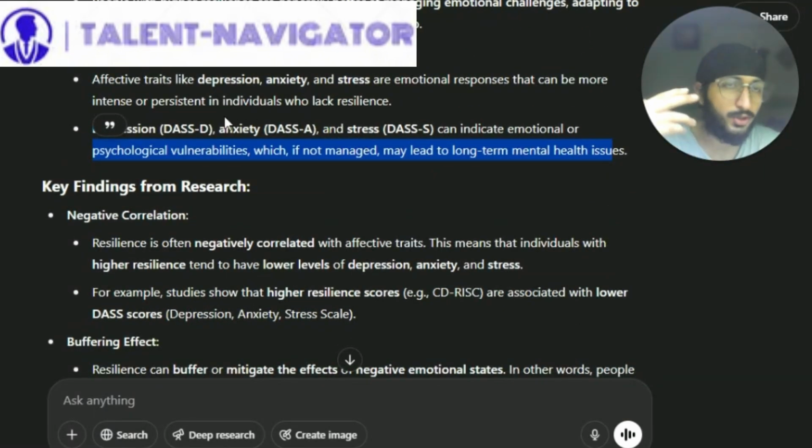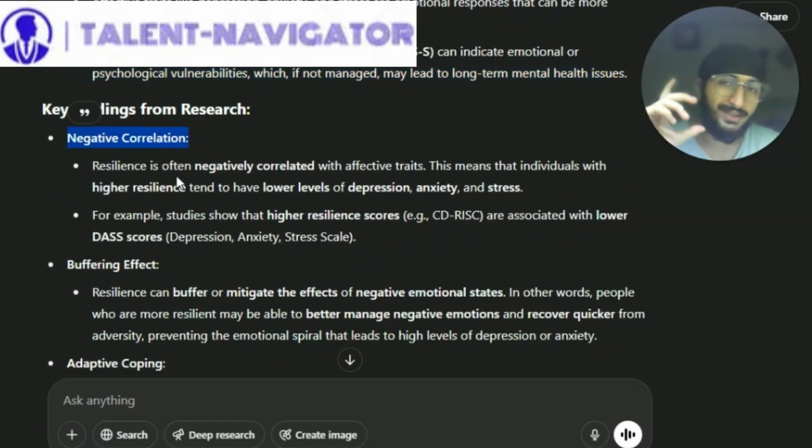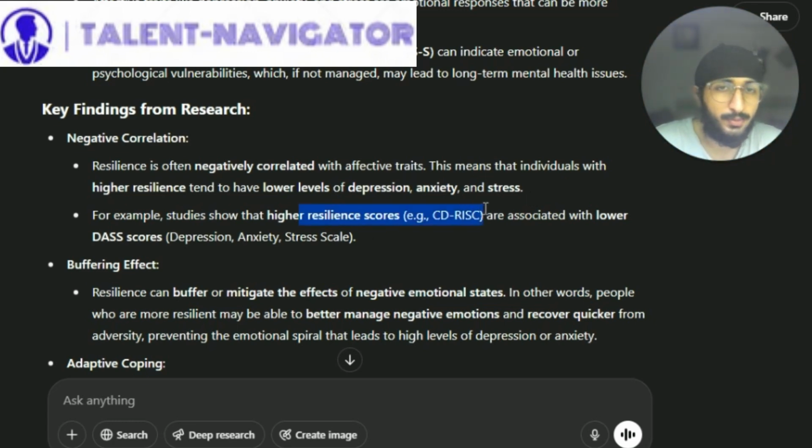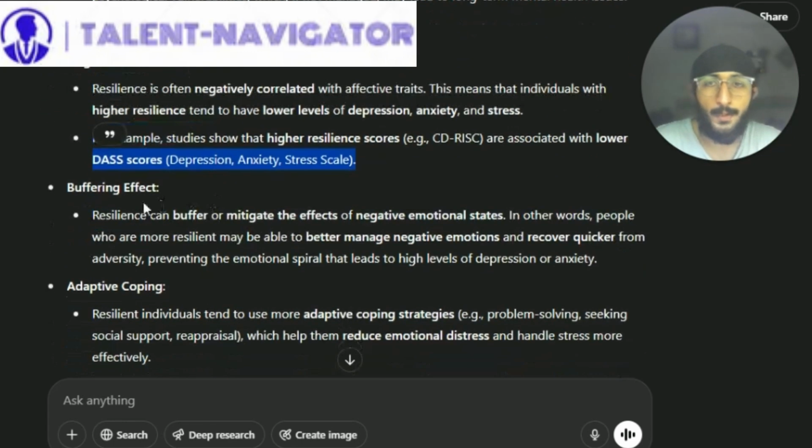Now, the key finding from the research is that they show a negative correlation. Resilience is often negatively correlated with affective traits. This means that individuals with higher resilience tend to have lower levels of depression, anxiety, and stress. So the more the resilience, the lesser the depression, anxiety, and stress, and the higher the levels of depression, anxiety, and stress, the lower the resilience. Resilience scores are measured by CD-RISC, and DASS scores are for the depression, anxiety, and stress scales. That's the full form.